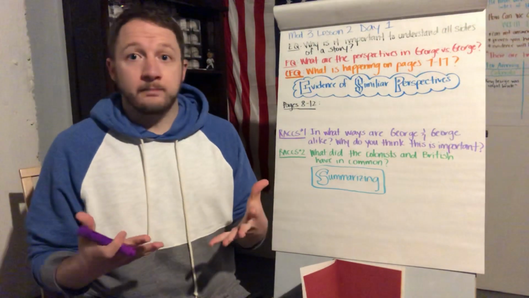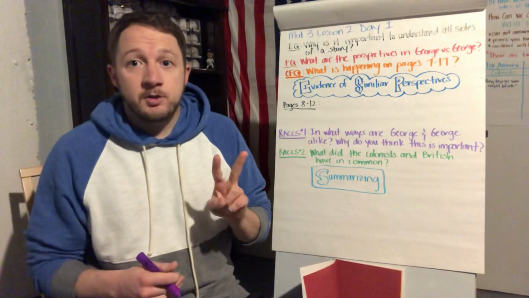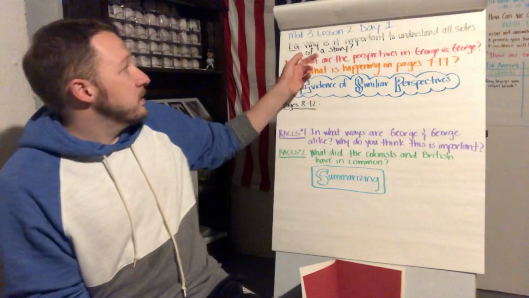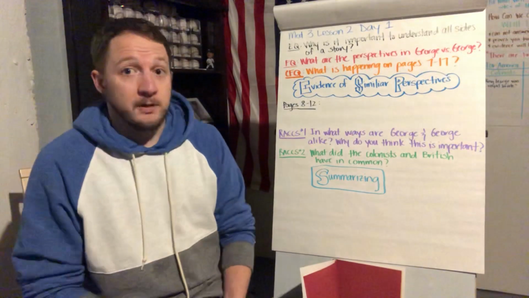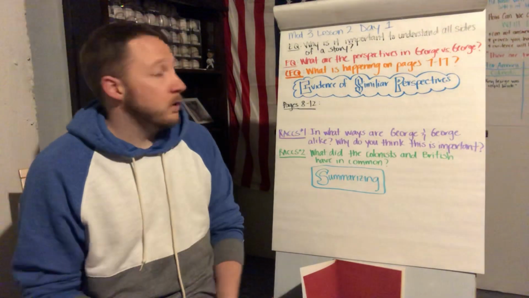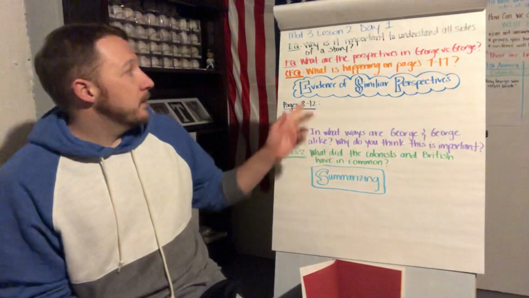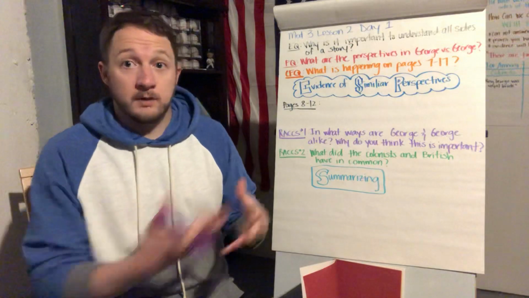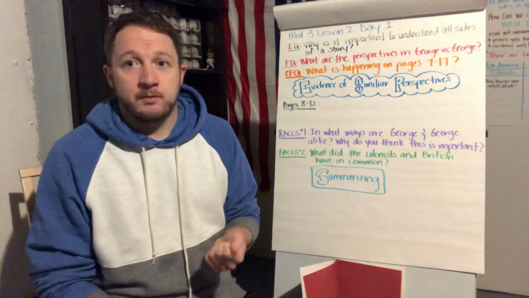But more importantly, our lesson for today. We are in lesson 2, and it's gonna be the first day of lesson 2. Now, our essential question is still, why is it important to understand all sides of a story? Our focus question is, what are the perspectives of George versus George? And then our content framing question today is where we get our new piece for lesson 2. And that is, what is happening on pages 7 through 17?